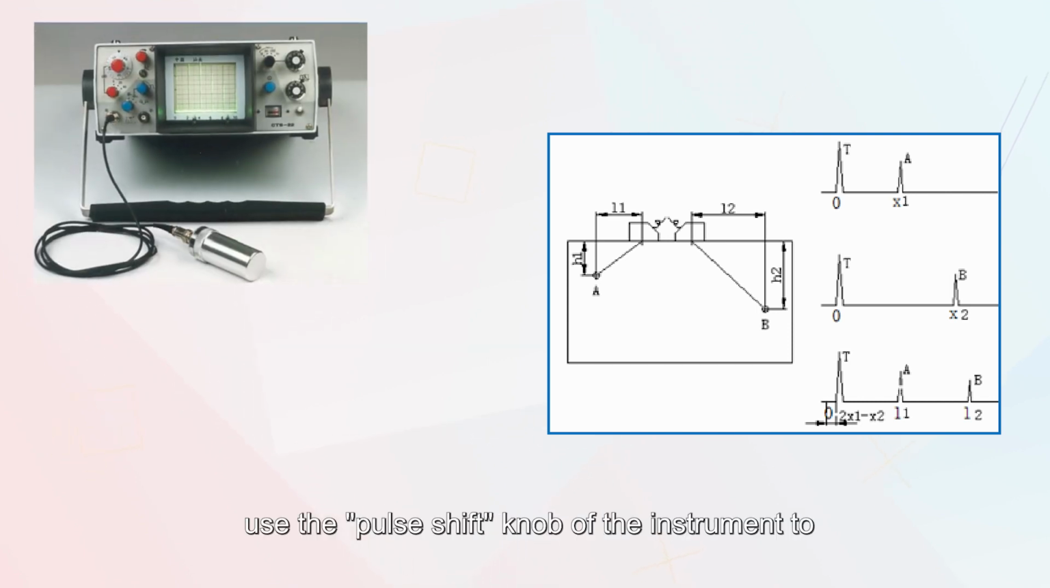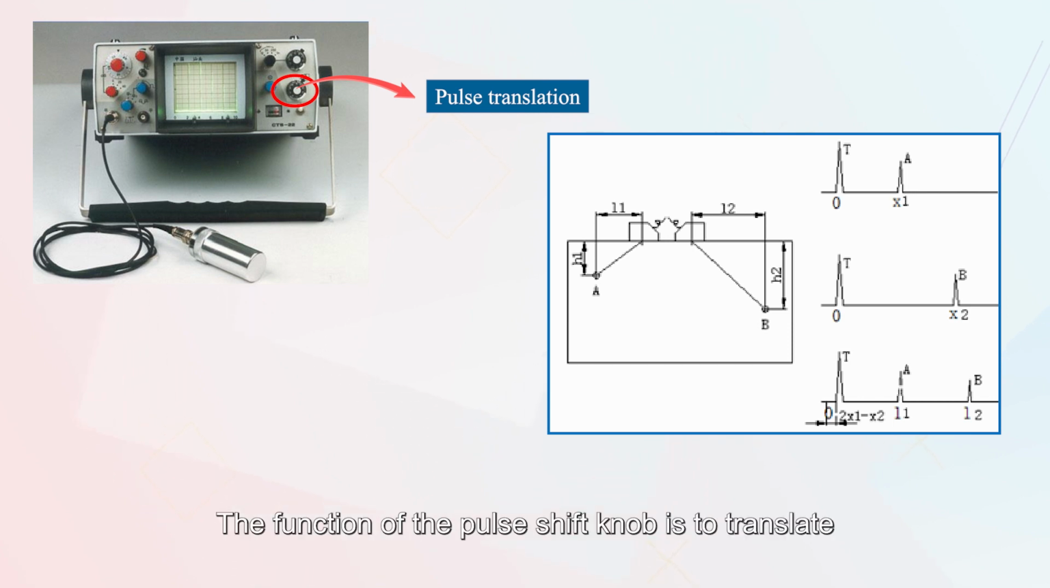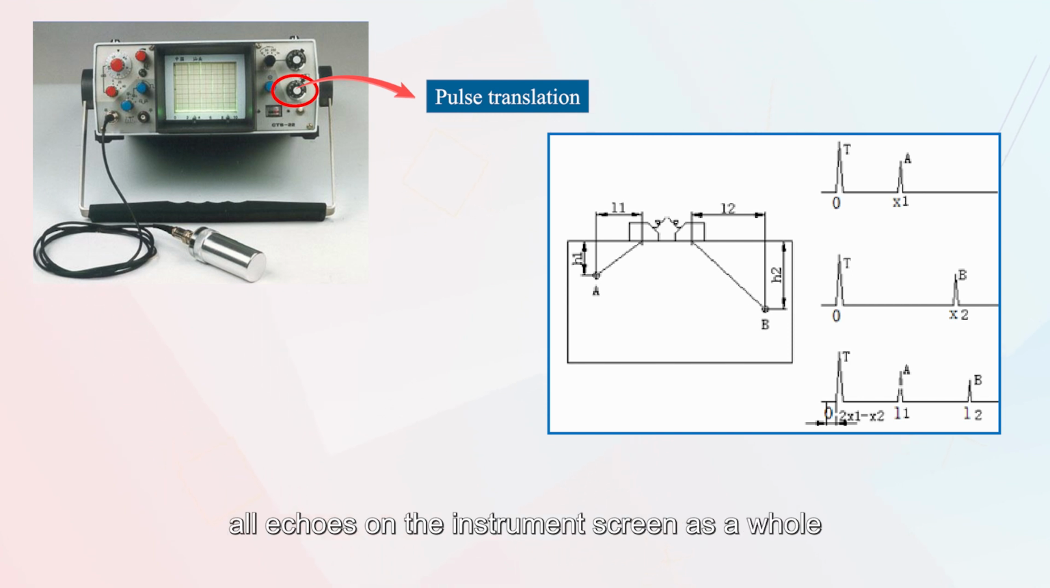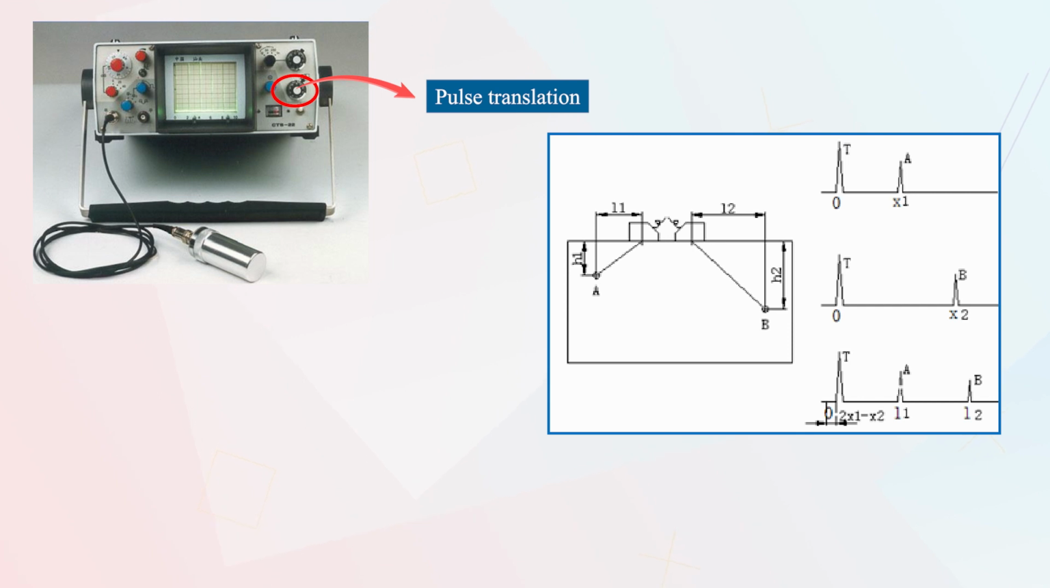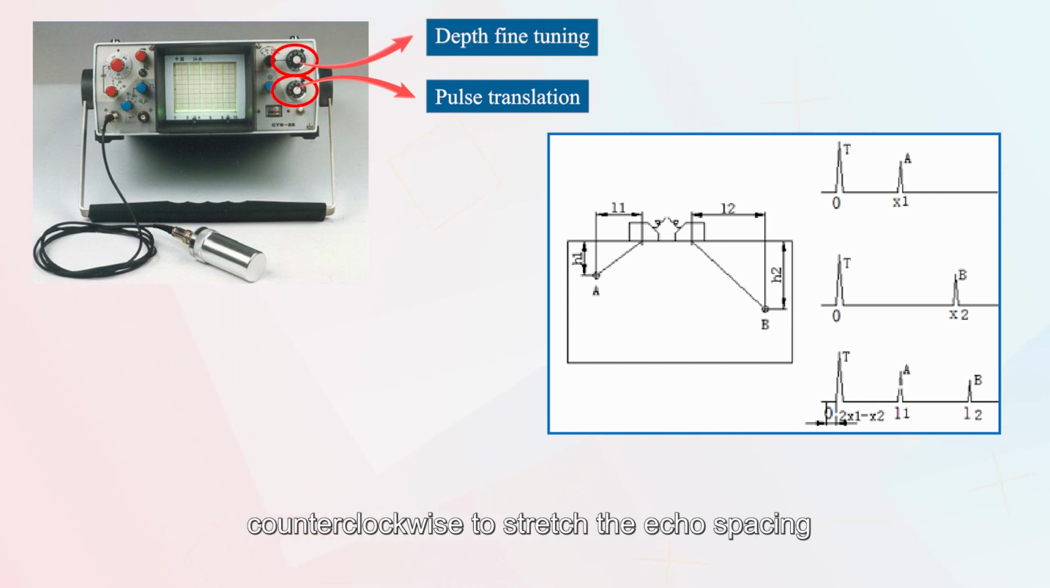Next, use the pulse shift knob of the instrument to move echo B leftward. The function of the pulse shift knob is to translate all echoes on the instrument screen as a whole. So echo A also moves left, and then use the depth fine adjustment knob, rotating it counterclockwise, to stretch the echo spacing on the screen as a whole. Finally, stretch echo B to align with scale L2.